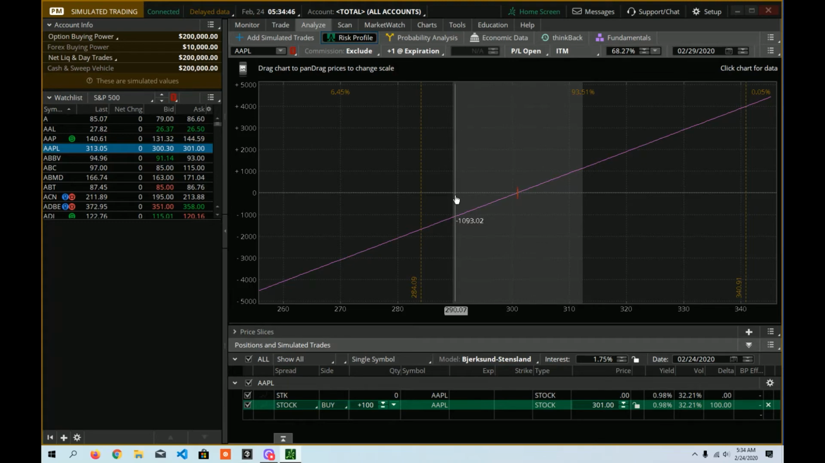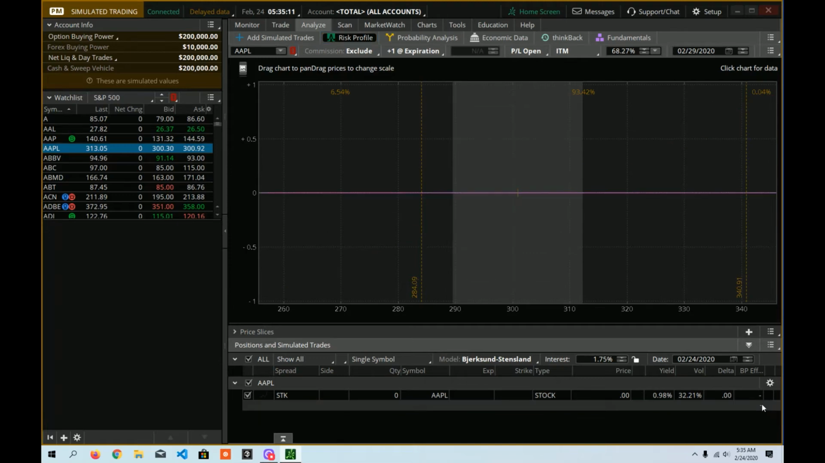Almost $1,100. So with that said, what do you think the risk graph would look like if we chose to short Apple? Before I do this, I could go ahead and remove this long trade by clicking this X over here on the right. Now that trade is gone.